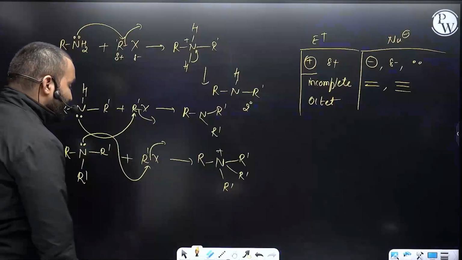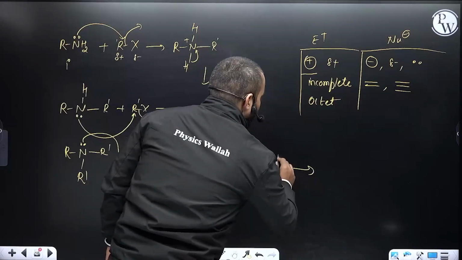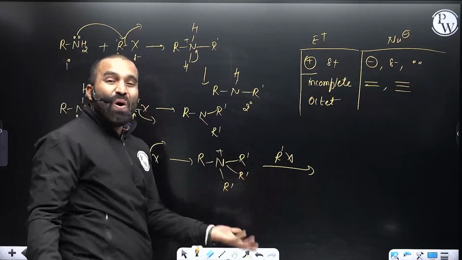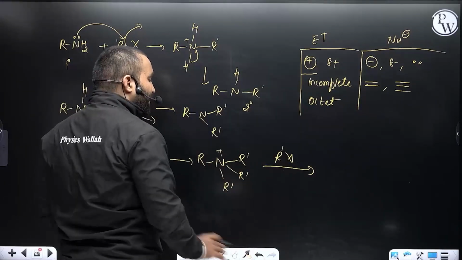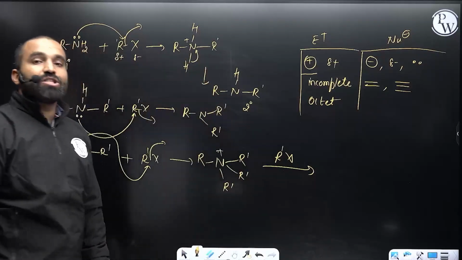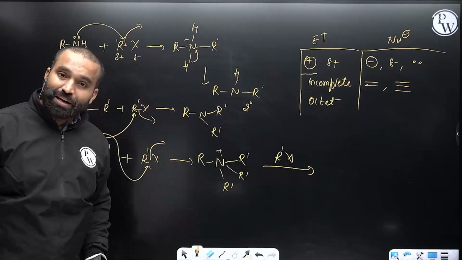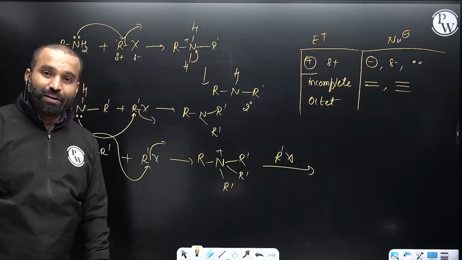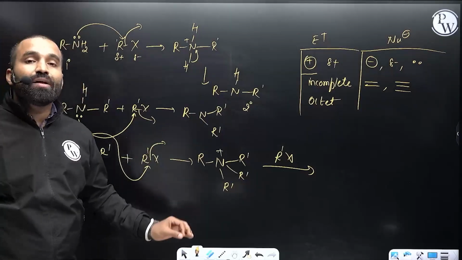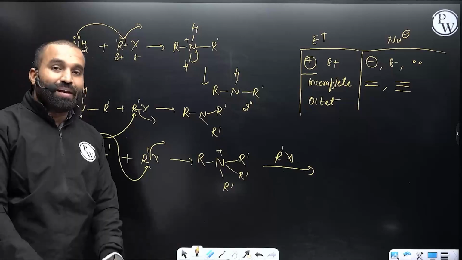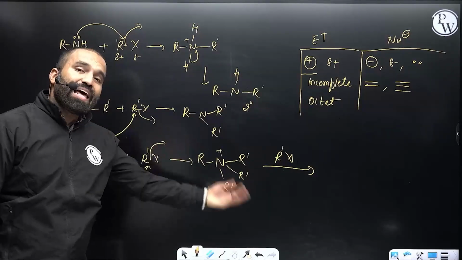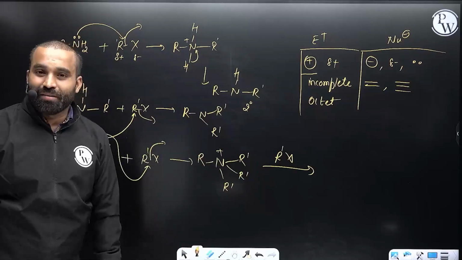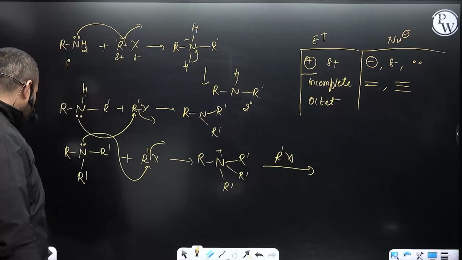So then, tell me, if I bring another R-X, will there be any reaction between this molecule and this molecule? No, this is not a nucleophile, not an electrophile. The reaction gets over. You have exhausted the nitrogen. There is no lone pair left on the nitrogen. Hence, this reaction is named Hofmann exhaustive alkylation. You have completely exhausted the nitrogen atom by making its quaternary salt. Understood, everybody?